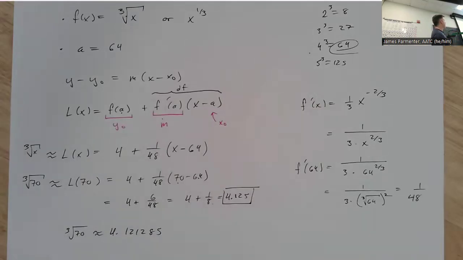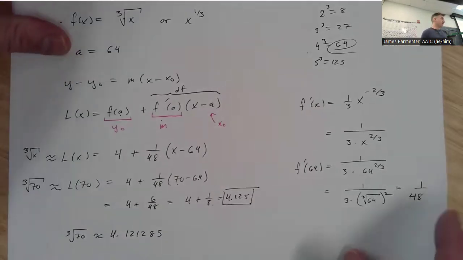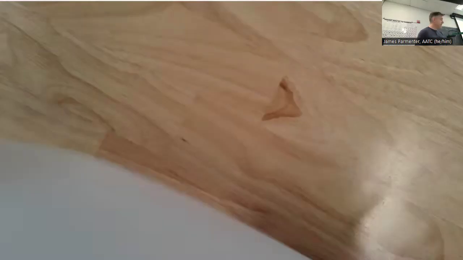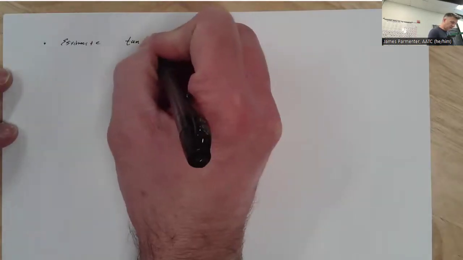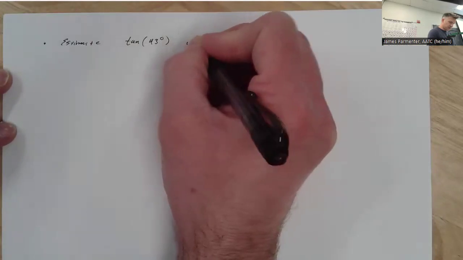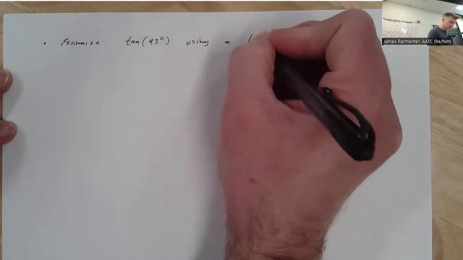There is one type of function I feel like that's especially problematic when you do this. Well, and those are trig functions. So let's look at an example with a trig function. Let's say I want to approximate or estimate, let's see, what's a good example here? Does that one work out the way I think it does? Yeah. Let's estimate tangent of 43 degrees using a linearization.